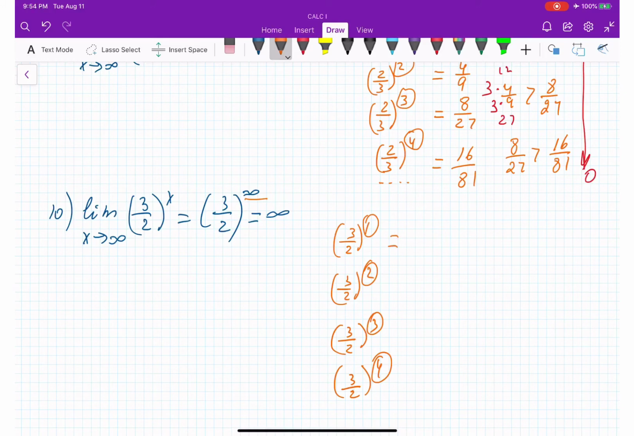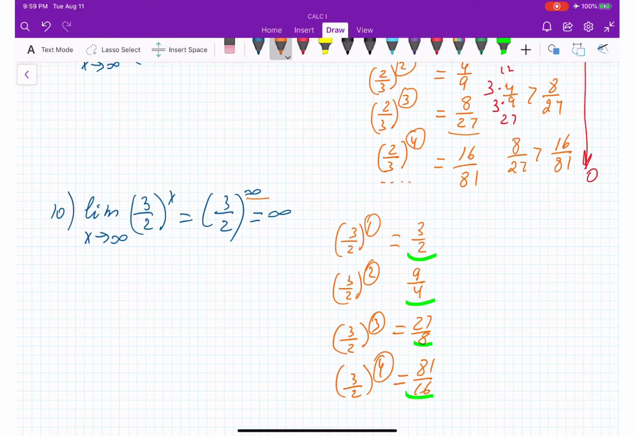So here we get 3 over 2. Here we get 9 over 4. Then 27 over 8. And lastly, 81 over 16. What is happening to the result? 81 over 16 is equal to 5, since 5 times 16 is 80, and 1 over 16.